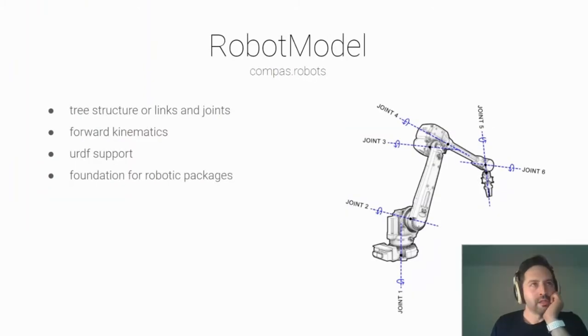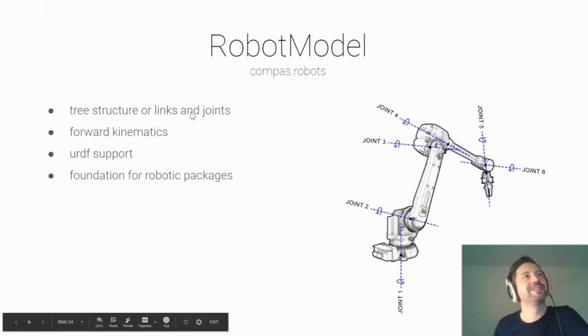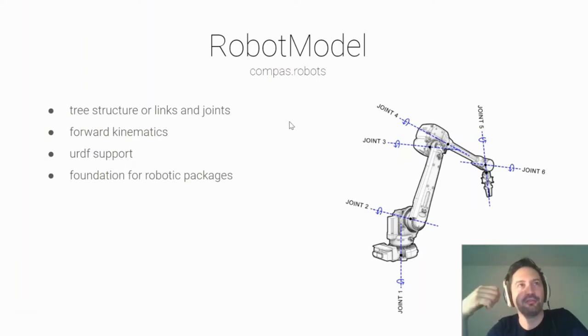And the other thing that I want to mention today is the robot model. Robot model serves as a basic representation of robots for other packages to leverage and do things with it. A robot model is a tree structure, and there's a typo here. It's of links and joints. It supports forward kinematics in the core library, and every other functionality is from an extended package.